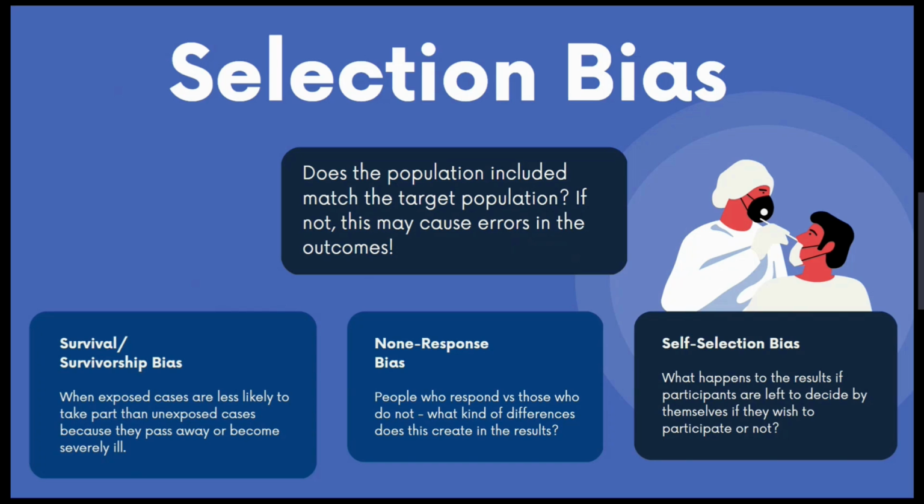Selection bias can be split into different types, including survival bias, which is when there are differences between those included and those not included due to death or participants becoming severely ill and having to drop out. Common selection biases in cross-sectional studies are non-response bias and self-selection bias due to the heavy use of surveys and questionnaires. This is when there may be differences from the target population due to who takes part versus those who do not.